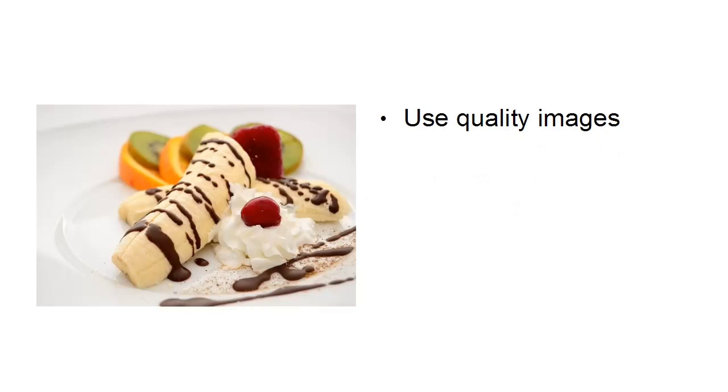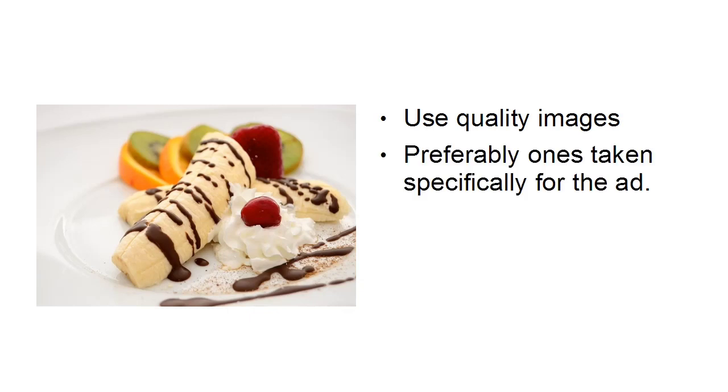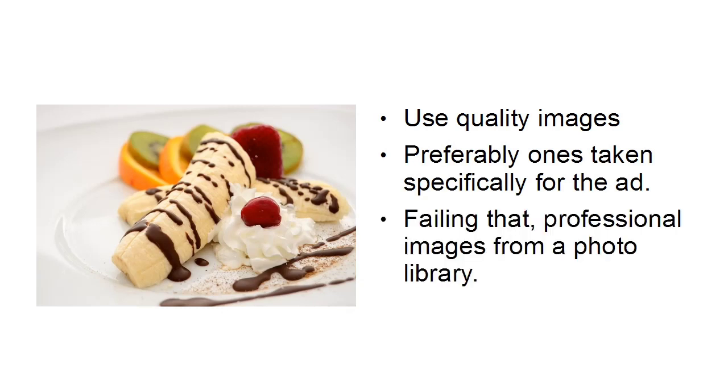Now, when you're advertising on Facebook, you're going to be allowed to have an image on your advertisement. And this is very powerful because it's the thing that people will see before they actually read the text. They'll see the image and the text comes later. That's just the way your brain works. So when you're using images, you should use quality images. Preferably, you should use ones taken specifically for the ad, or failing that, you want to get some professional images from a photo library, and there are lots of them online.